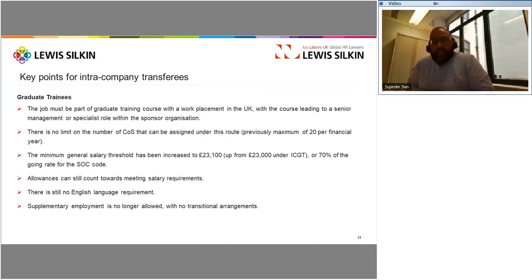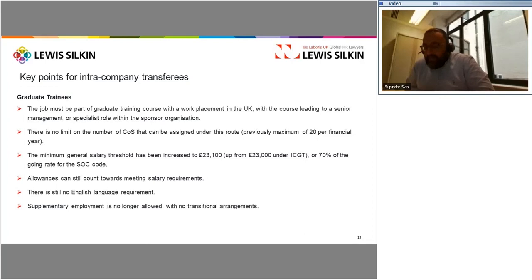So, continuing with the intra-company transfer and the new senior specialist worker. Under the old system, we had intra-company transfer graduate trainee. We now just have a graduate trainee tier under the global business mobility route. Again, incredibly similar to the old route, the key difference being the slight increase in the minimum salary, going up from £23,000 to £23,100.